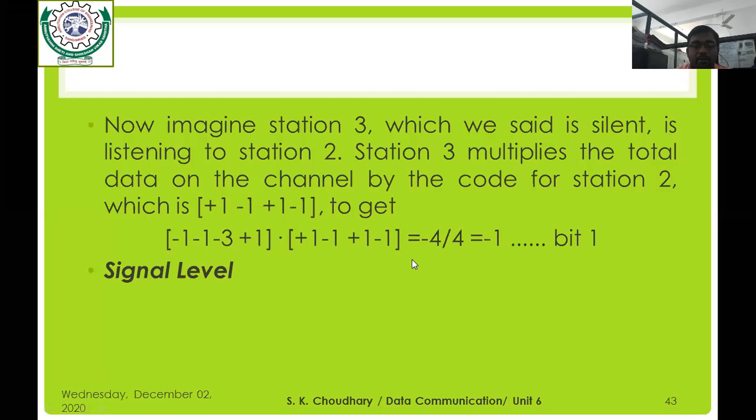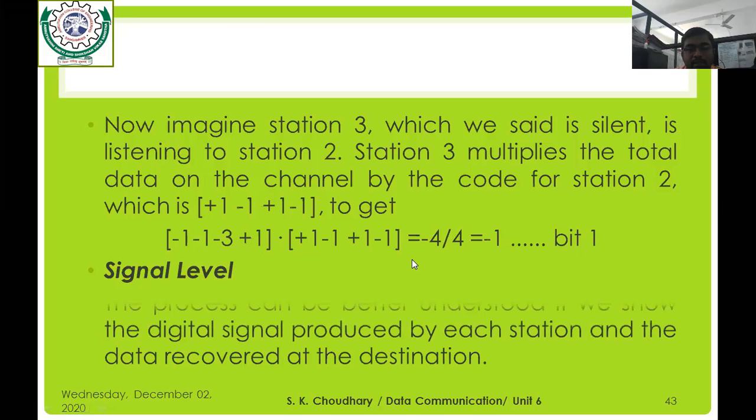So in this way, any station could be listened to by any station, and the resultant value of the data would be there. So in this way, you can see here how the communication has been established between the stations. Okay.